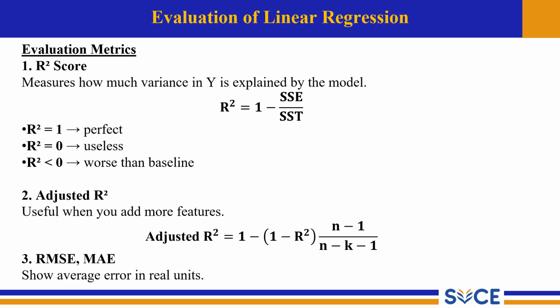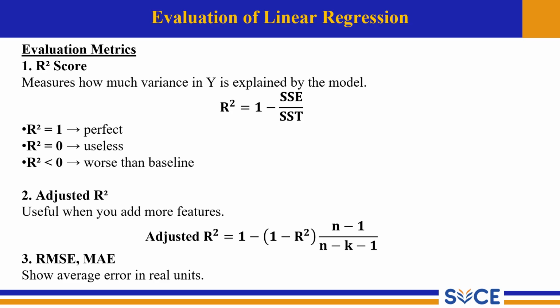Evaluation metrics of linear regression. To understand how well a linear regression model is performing, we use several evaluation metrics. These help us judge how accurate the predictions are and how well the model fits the data. The first metric is the R-square score. R-square measures how much of the variance in the output variable y is explained by the model. The formula is R-square equals 1 minus SSE by SST, where SSE is the sum of squared errors and SST is the total sum of squares.